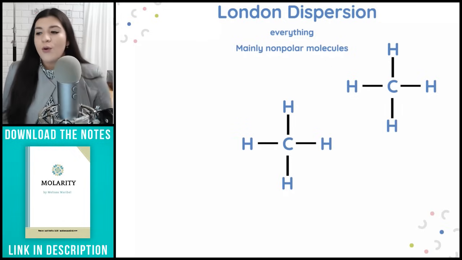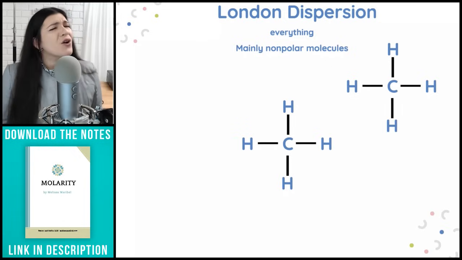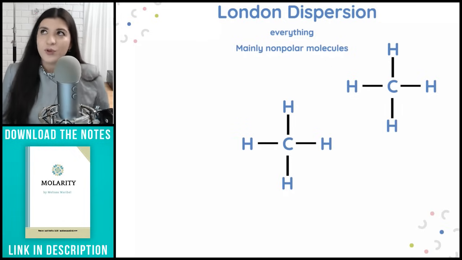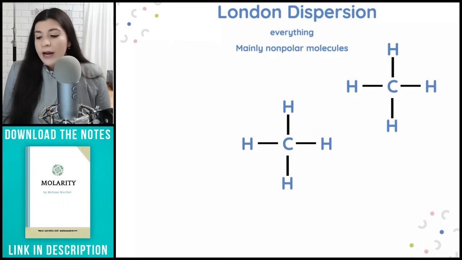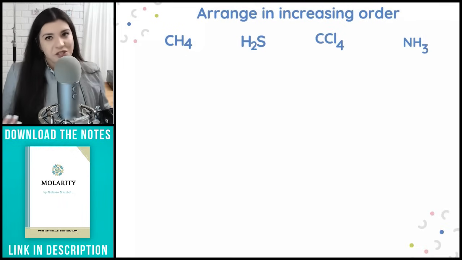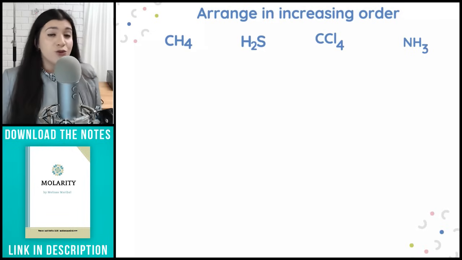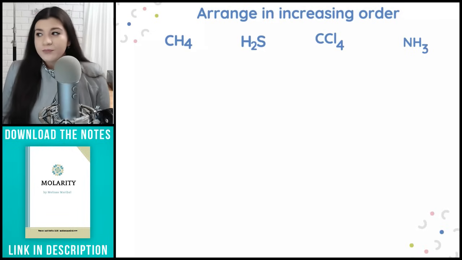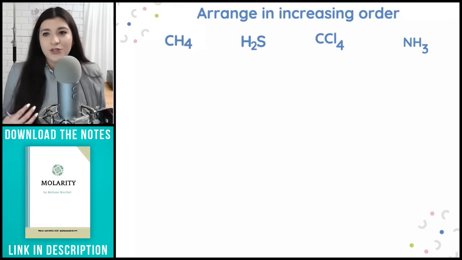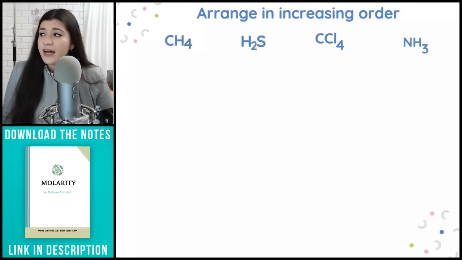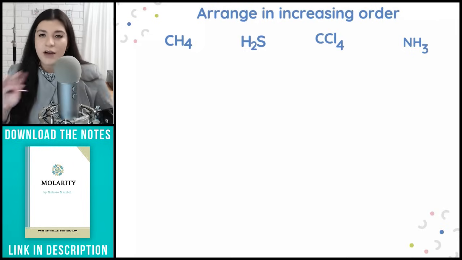Now let's go over arranging this, because this is what you're typically going to see on your exam, where you're going to be asked to arrange these molecules in increasing order. So arranging these molecules in increasing order, the first thing that you want to do is just draw the Lewis structure. I'm not going to go over how to draw Lewis structures. I do have a separate video on that that I can put in the chat right now.